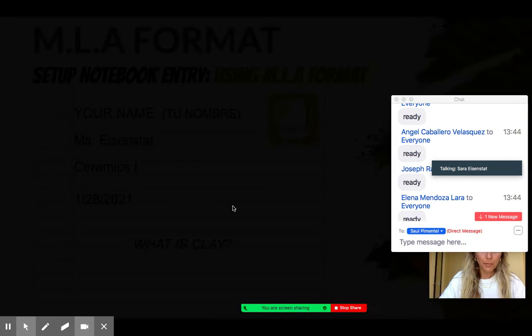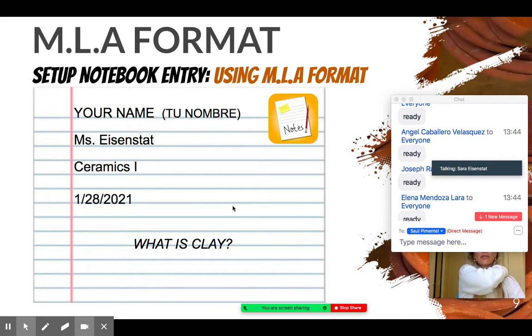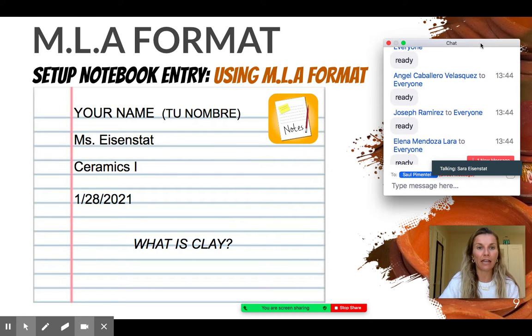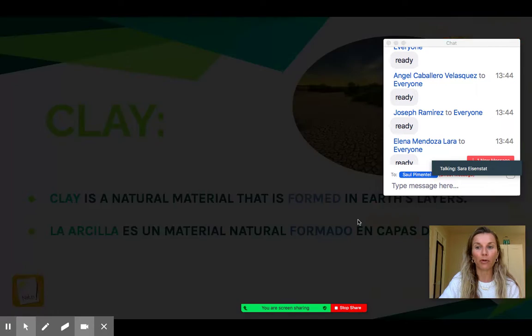All right. So we set up every entry with MLA format, and that helps us to stay organized. So when I say I want to see the lecture notes from What is Clay on the 28th, you can easily find those. And I prefer that you keep everything in one place. So try your best to keep organized.